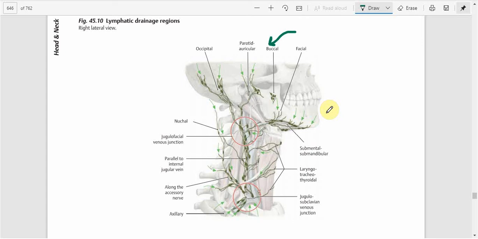We divide the deep group into 5 levels, into the submental, the submandibular, and the upper lateral group, the middle lateral group, the lower lateral group, and the lymph nodes in the posterior triangle. So we have a division into 5 levels, and the buccal lymph nodes are draining into the antero-superior group of the deep cervical lymph nodes. You can see them going towards, or draining into, the submental and the submandibular lymph nodes.